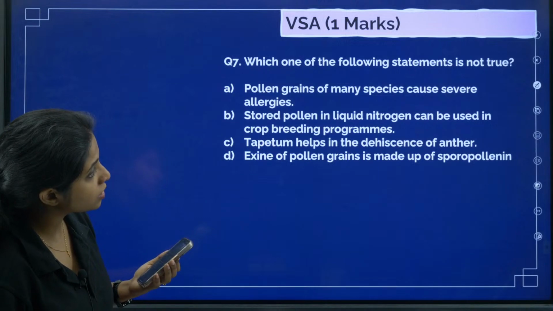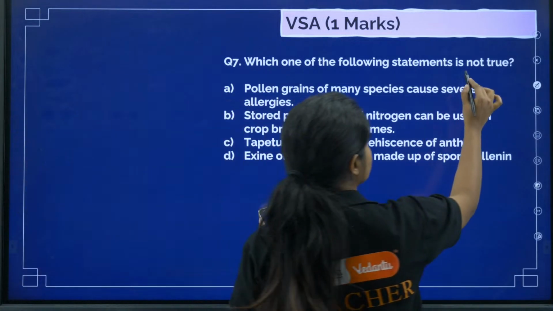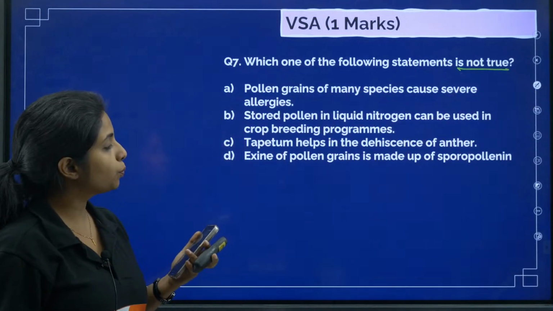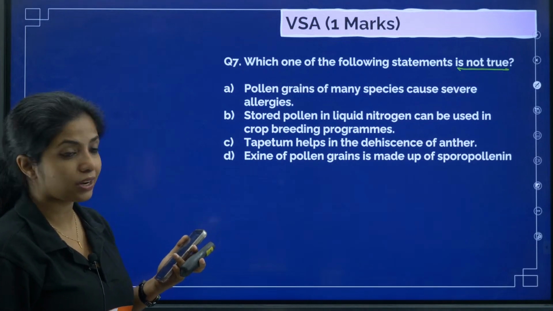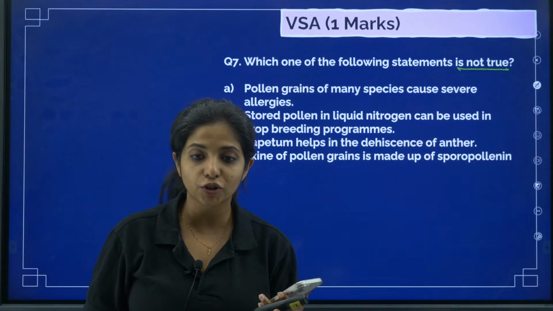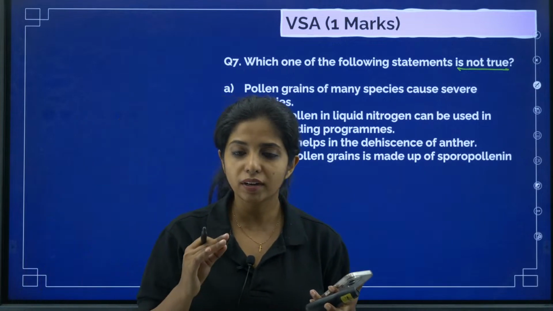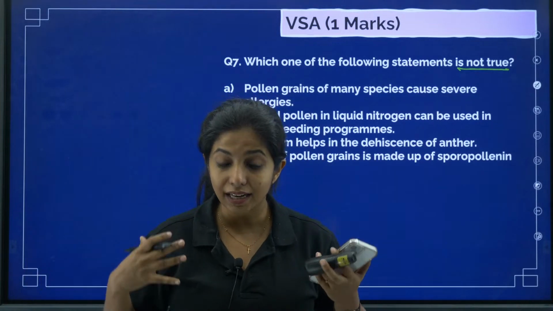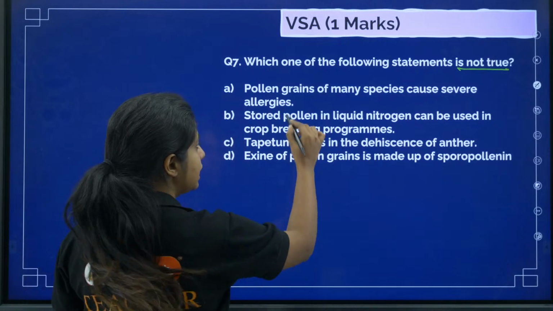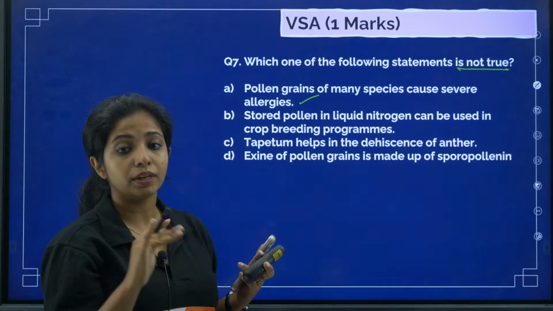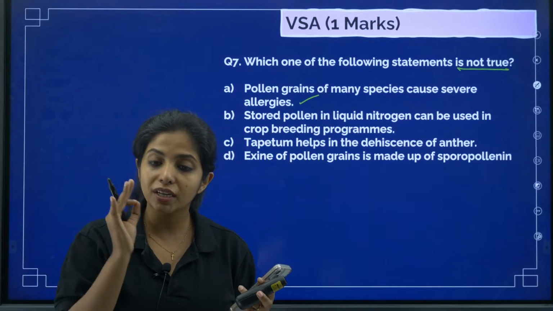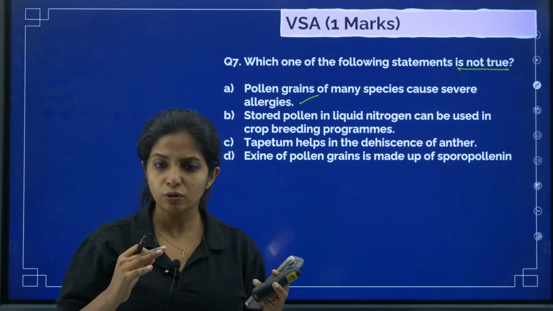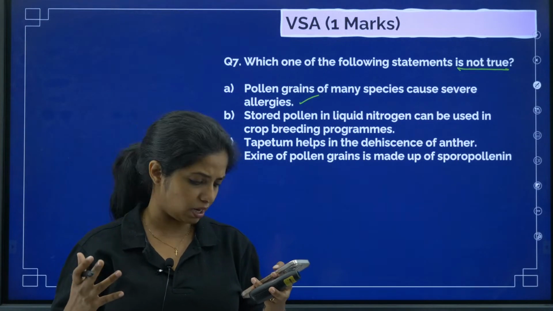Which one of the following statements is not true? Again, underline: what is not true? You have to find that out. So, pollen grains of many species cause severe allergies. Is anyone of you allergic to pollen grains? Yes, it does cause allergies, so this is a correct statement. You have to find the incorrect one. Stored pollen in liquid nitrogen can be used in crop breeding programs.